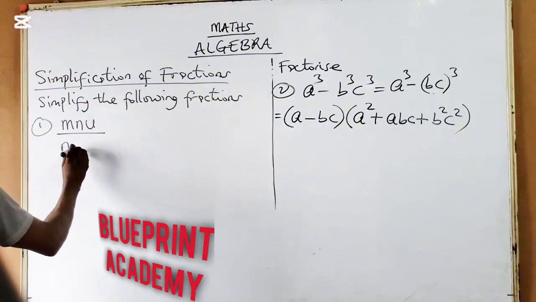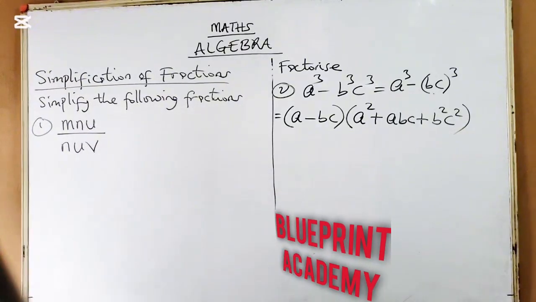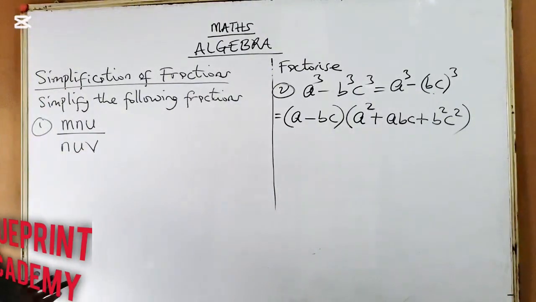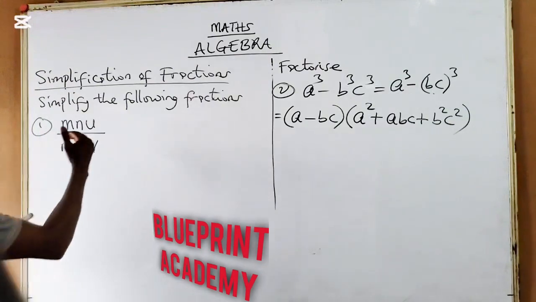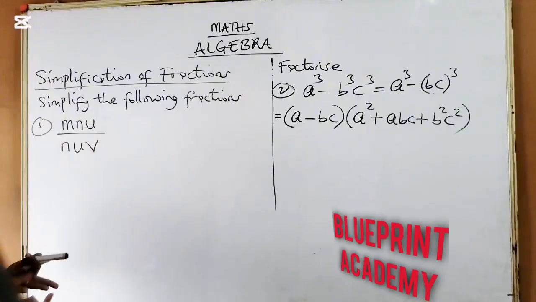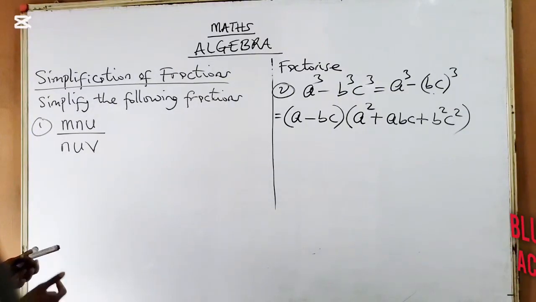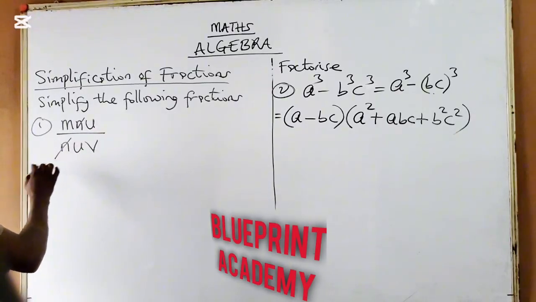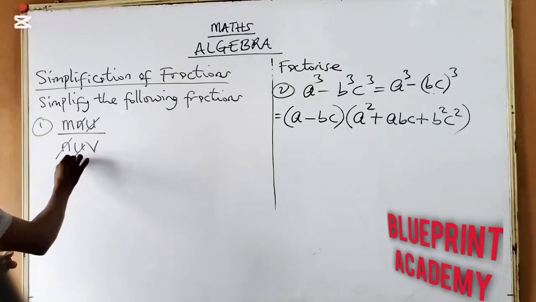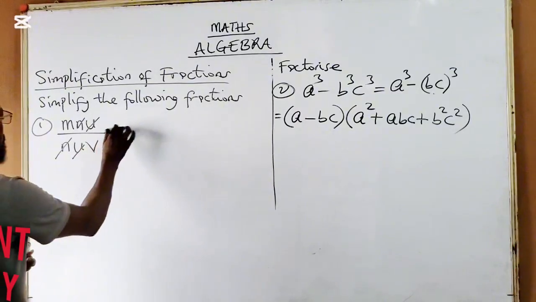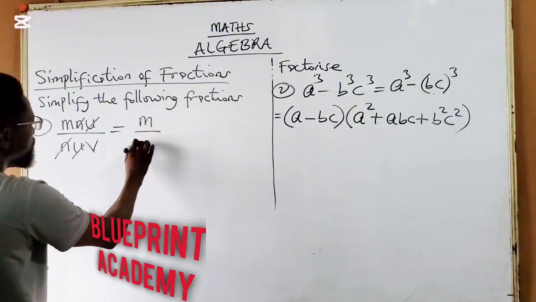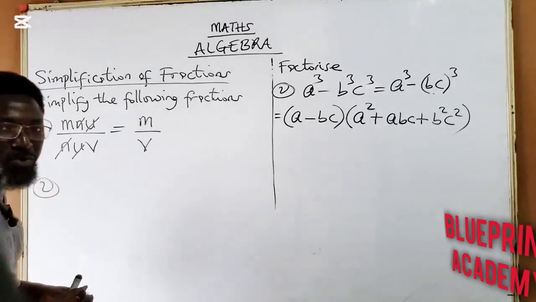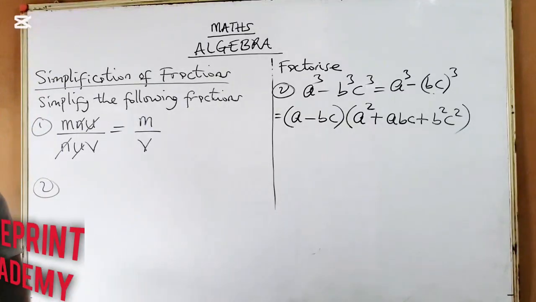Mnu all over nuv. If you have this type of fraction and you are asked to simplify, what I need to do is to look for what is common to the numerator and denominator, and we cancel out. So in this case, there's n here, there's n here, that will cancel out. There's u here, and there's u here, that will cancel out. So what I'm left with is m over v. That is the answer to that particular question. Okay? Let's do the next one.